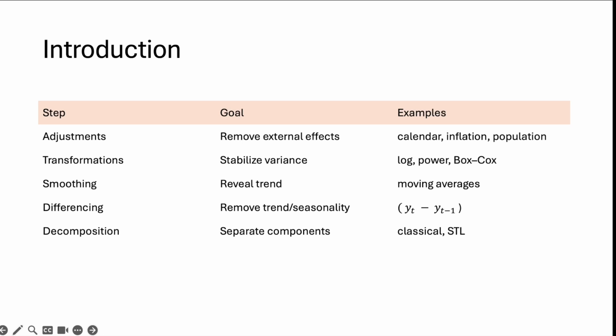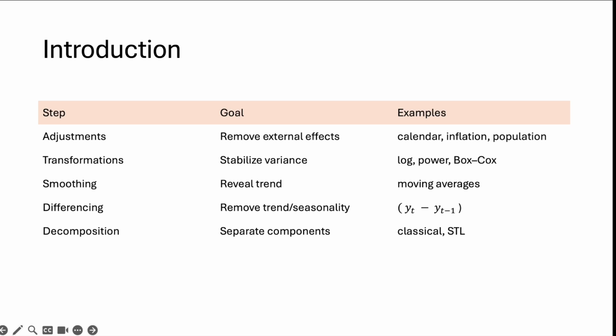It's everything we apply to the raw data to make it simpler, more stable, and more suitable for modeling or forecasting. It's similar to data cleaning when we do data analytics. Here we just call it pre-processing. So the question is, why do we adjust and transform the data?